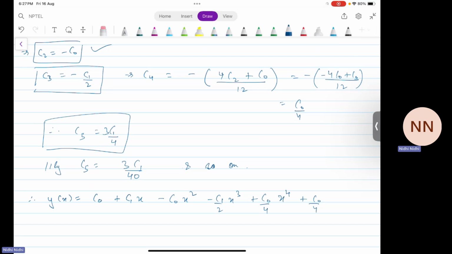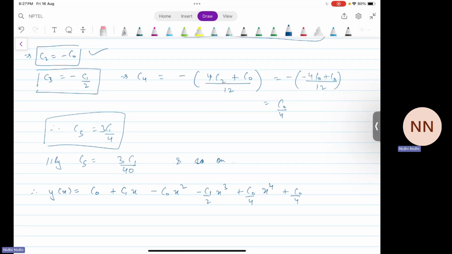Please do try to solve all these things yourself. It may happen that I had made some calculation mistake, so don't just blindly follow or accept whatever I have written. Try to solve it yourself.